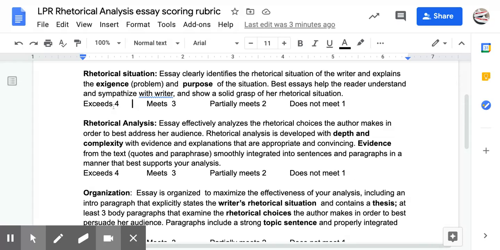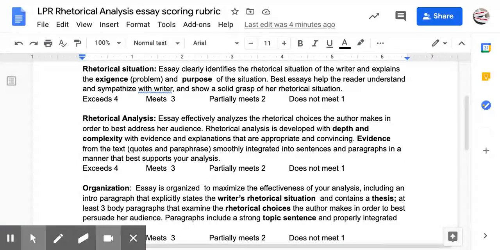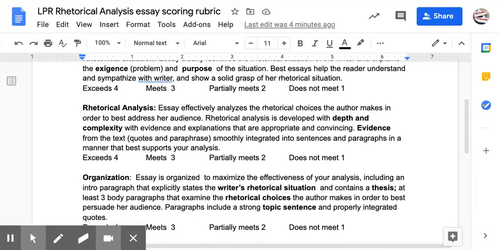How are they trying to persuade the audience? And you'll see each of these criteria is scored a 4, a 3, a 2, or a 1, depending on how well. So if you do it really, really well, you exceed even what I've described up here, then you get a 4. If you pretty much meet what I wrote here, you get a 3. Partially meet, 2, and then does not meet, 1. So it's going to be a 4-point scale, depending on how well you achieve each of these criteria.